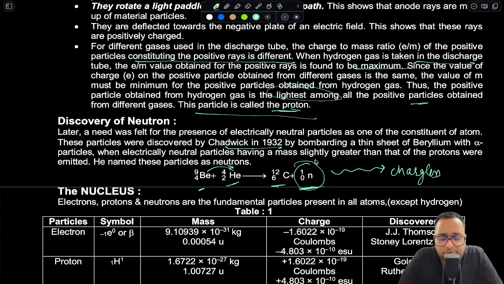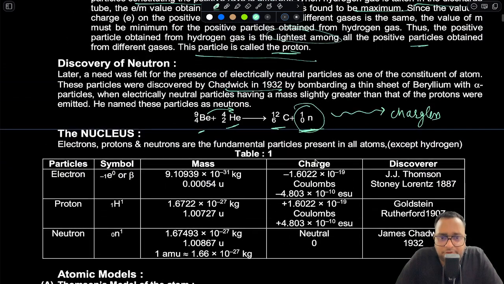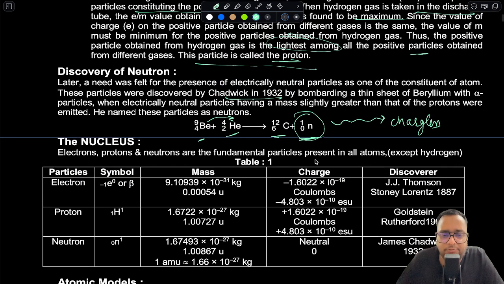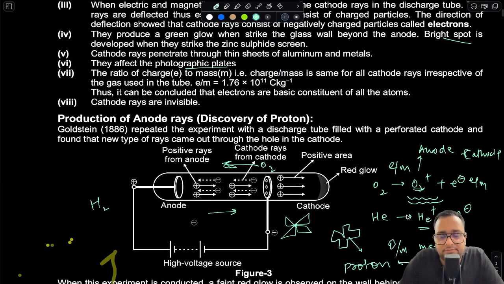So in order to describe the atom, they already knew what an electron, proton, and neutron are; they had already discovered them. So that's all about the theory of electron, proton, and neutron. The charge, the mass, and the discoverer: this is the list of them.